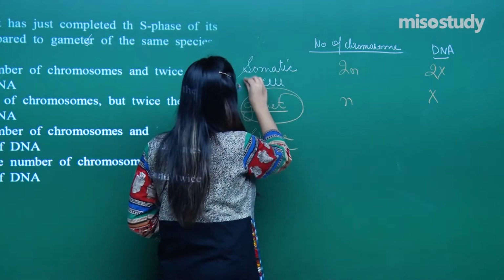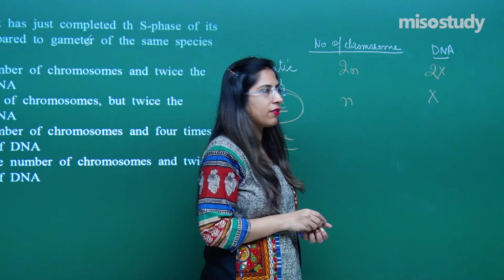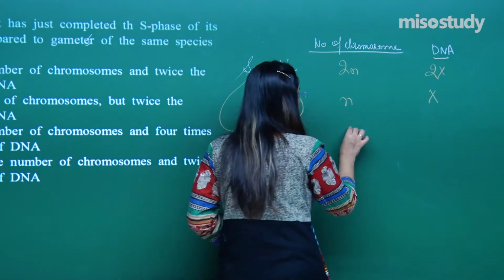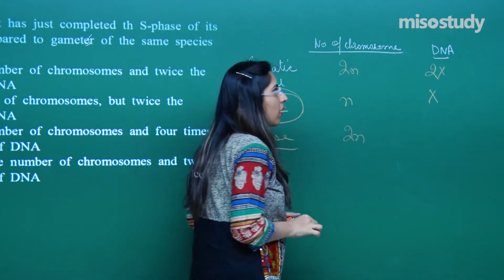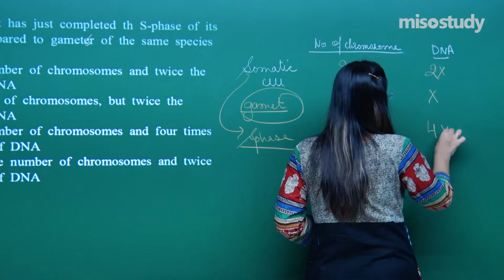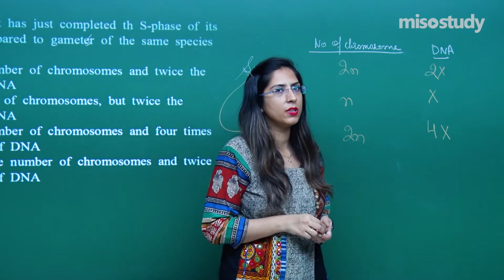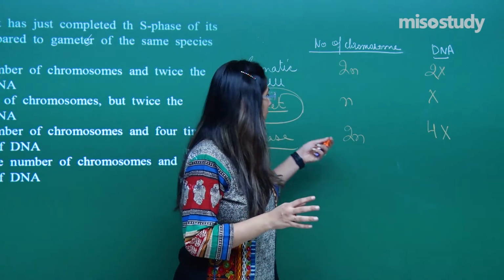We are discussing the somatic cell, the number of chromosomes in S phase and so on. The chromosome number remains constant. Because S phase has happened, the number of DNA will be 4 times, because synthesis of DNA occurs in the S phase.